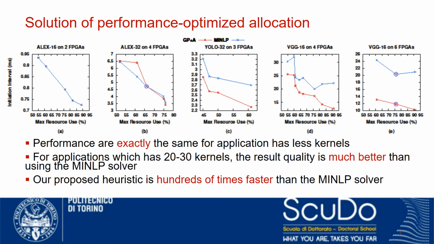We use 5 different convolutional neural networks to test our model. It can be seen in Figure 8 that when the application has relatively few kernels, the MINLP and heuristic solutions are exactly the same, which proves the effectiveness of our heuristic. However, when the problem size increases, as you can see in Figures C to E, the heuristic method is much better. It's worth mentioning that our heuristic method is hundreds of times faster than the MINLP solution.